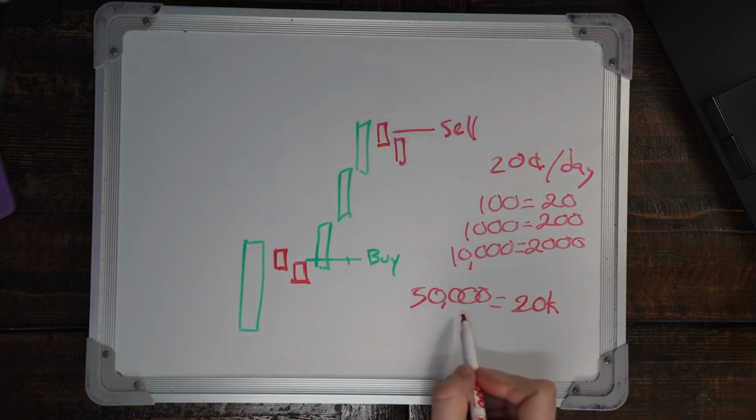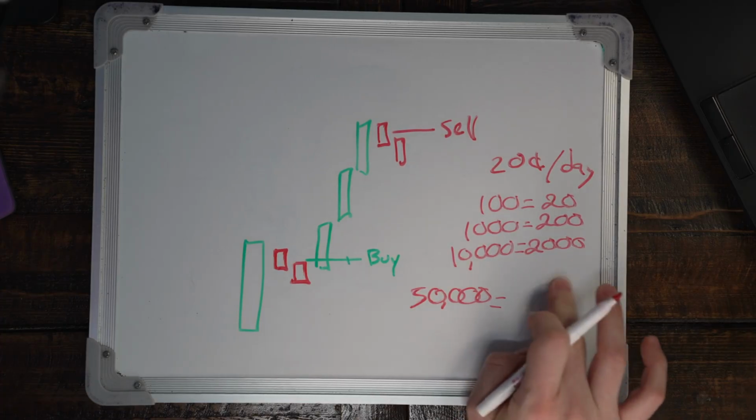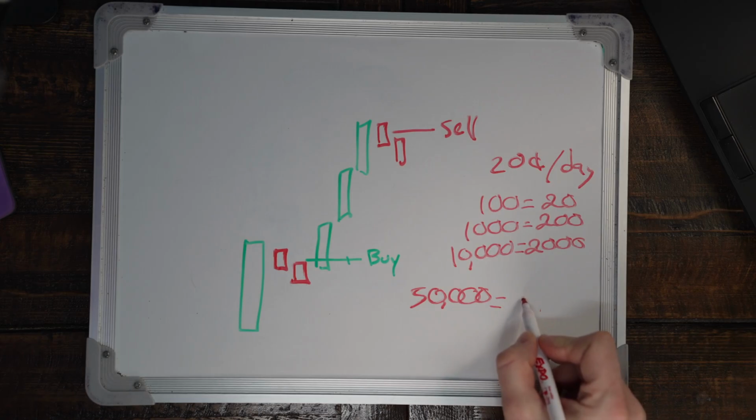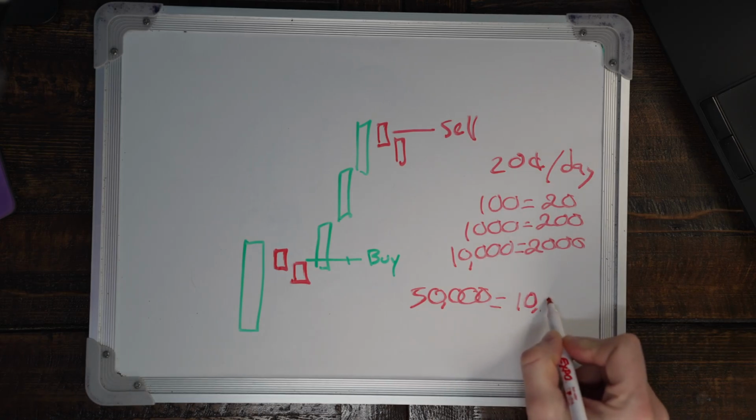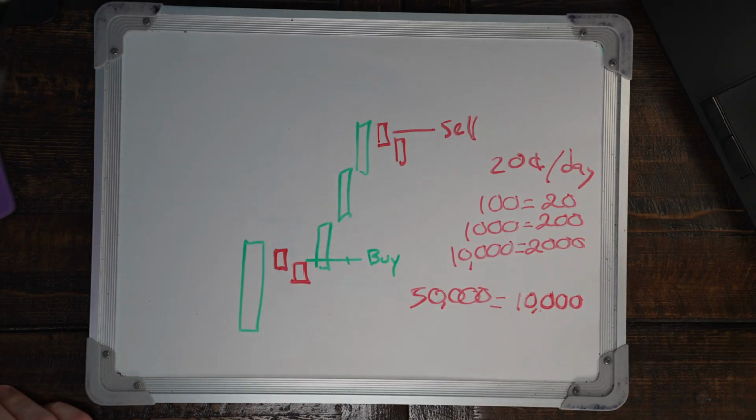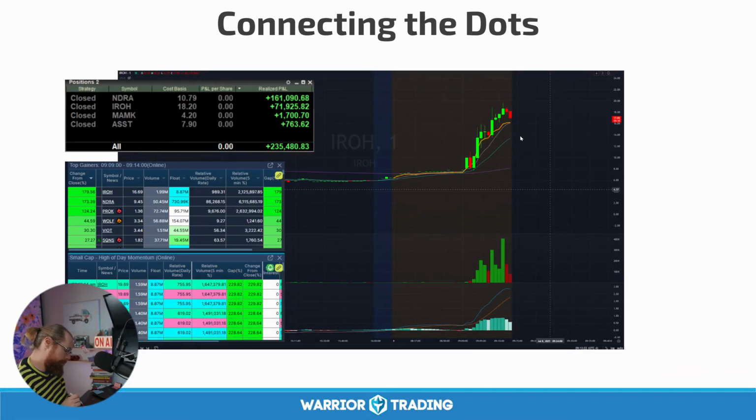So, with 50,000 shares, 10 cents a day is $5,000. So 20 cents a day is $10,000 of profit. And if I can do that 2 or 3 times a day, factoring in the losers, I'll have a $20,000 green day. And that's my hot market daily goal.